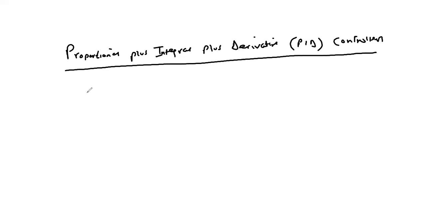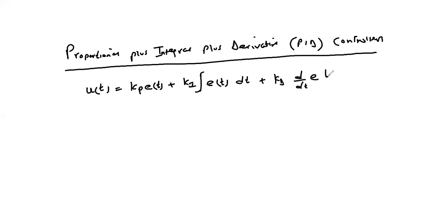The control signal for the PID controller will be partially proportional, partially an integral, and partially a derivative of the error signal, and mathematically will be defined by u(t) = Kp e(t) + Ki times the integral of e(t) dt + Kd d/dt of e(t).